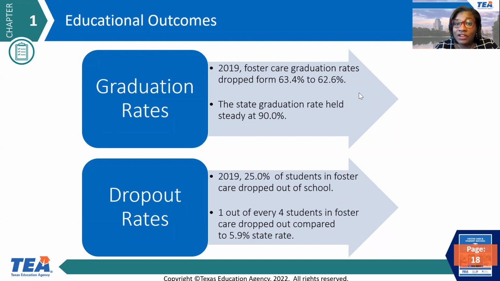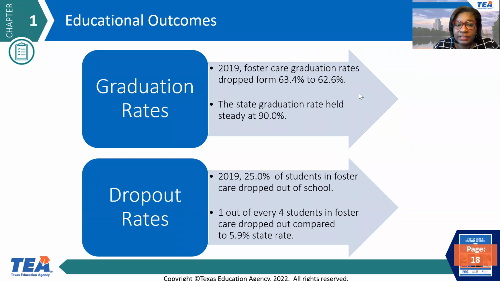In 2019, foster care graduation rates dropped from 63.4% to 62.6%. This information is in the foster care guide in 2018, and it provides you with where we receive this information from, and it is in the appendices. The state graduation rate held steady at 90%. While the state held at 90%, our students experiencing foster care dropped from 63 to 62%. So we want to make sure our students are graduating. When they come to us, we want to ensure that they have all the proper resources to graduate.